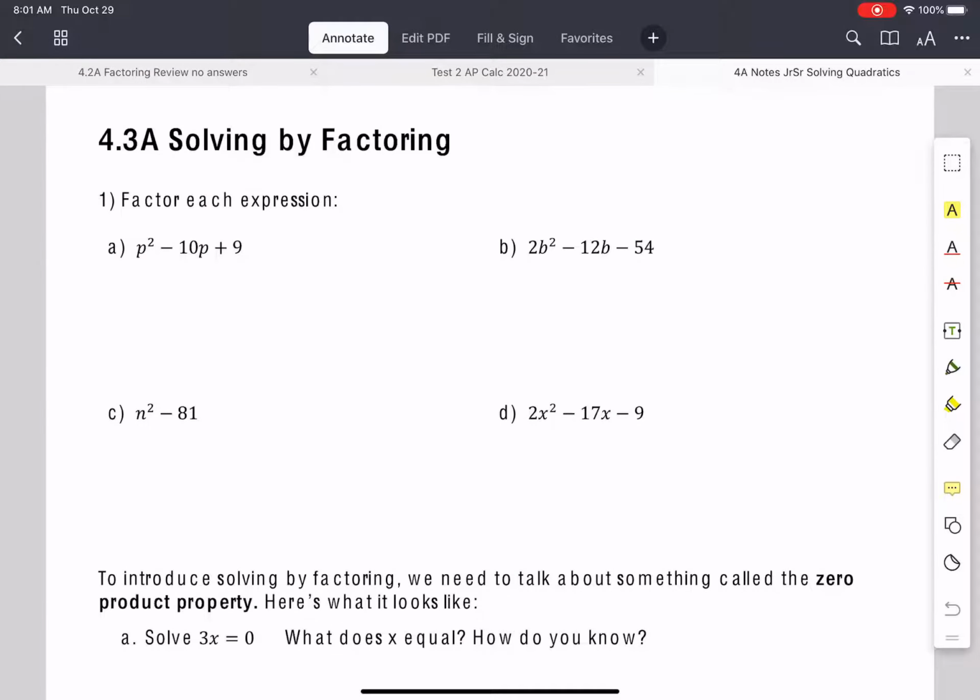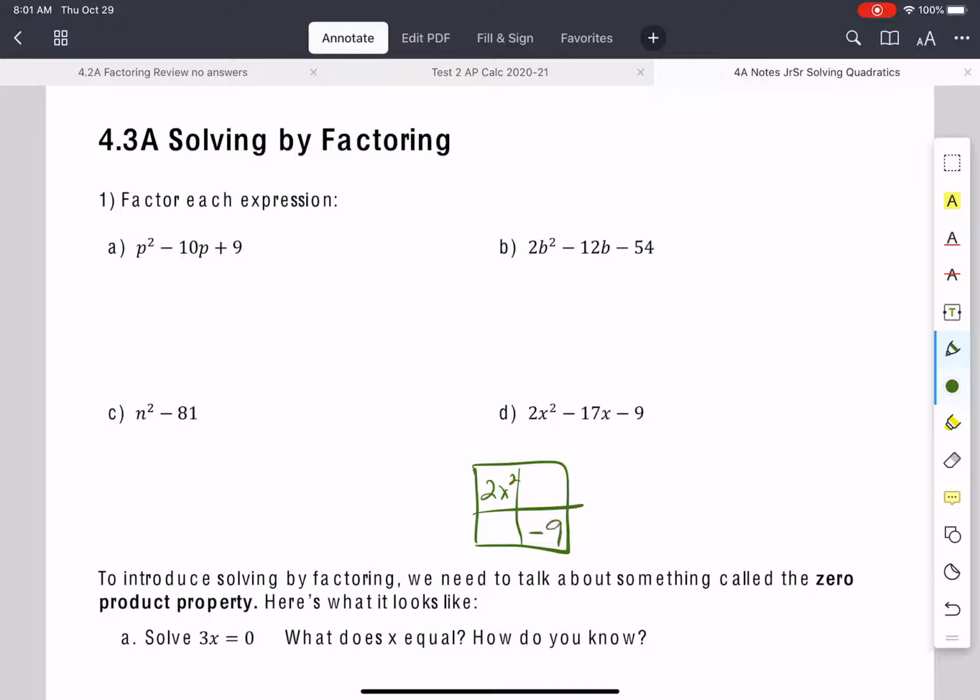All right, so what I'm going to do is make sure the 2x squared and the negative 9 are in my box. And then when I do my puzzle, I add to negative 17, but I multiply to first times last. So negative 18.